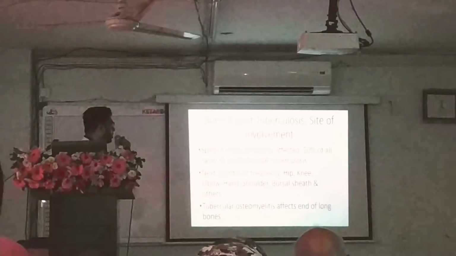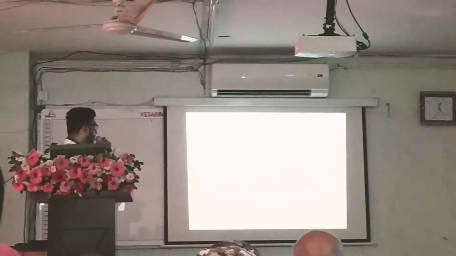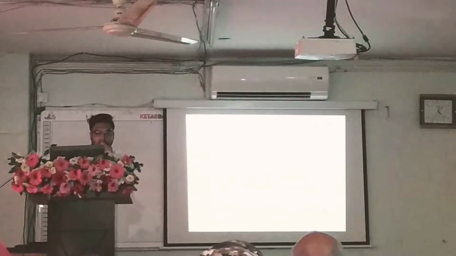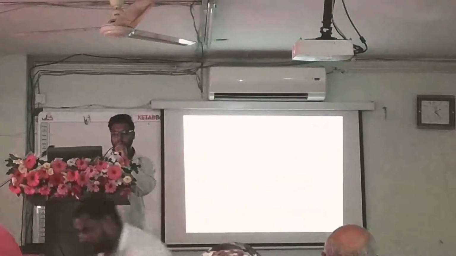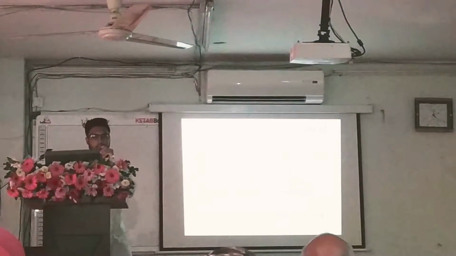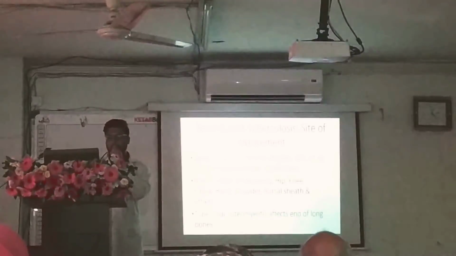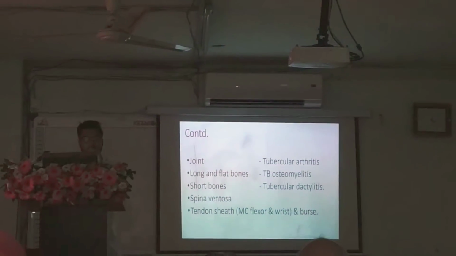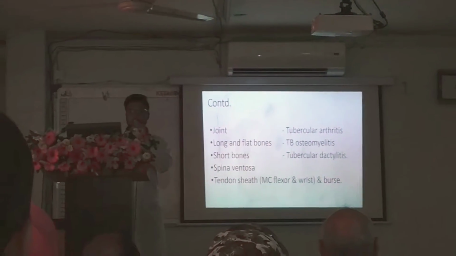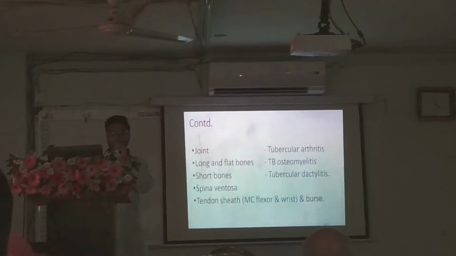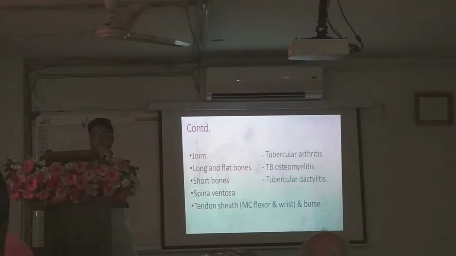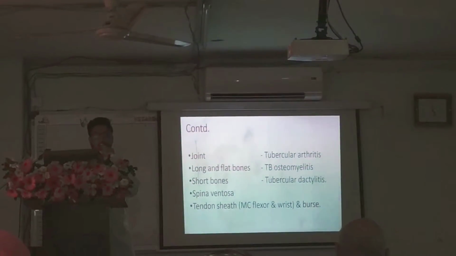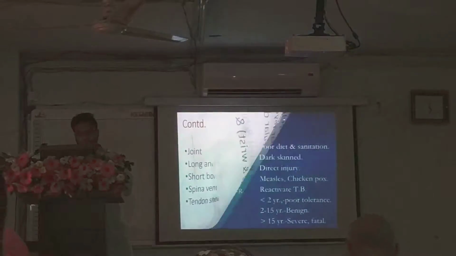Bone and joint tuberculosis mainly involves the spine, and next in order of frequency, the hip, knee, elbow, hand, shoulder, bursal sheath, and others. It also affects the ends of long bones. Tubercular arthritis is caused in joints. Tubercular osteomyelitis is caused in long and flat bones. Tubercular dactylitis is found in short bones, spina ventosa, tendon sheath, and bursa.